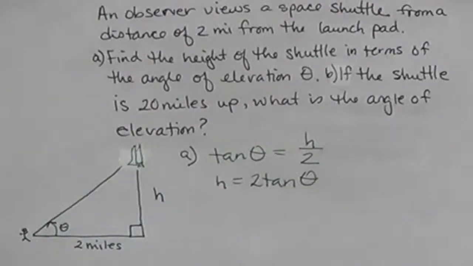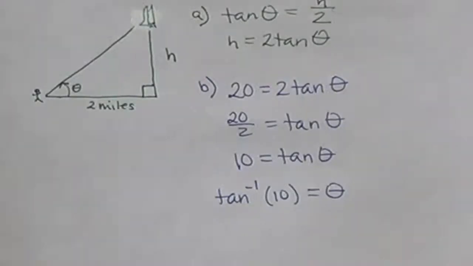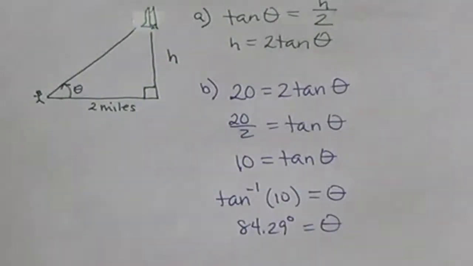For part B, we actually want to find the angle of elevation if we know what the height is. So if the height is 20 miles, we want to figure out what that angle of elevation has to be. So here we can solve 20 is equal to 2 tangent of theta, and we want to solve for theta. So we can start by dividing by 2 and looking at the arctangent of the angle. And then to get our value, we're going to just plug this into a calculator and again round to 2 decimal places. So our angle of elevation is going to be 84.29 degrees. Now one of the things to keep in mind when you're working with these word problems is that your angle of elevation is always what we consider an acute angle.